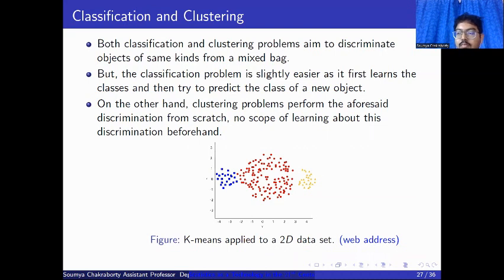Some examples are given. See, this ball is red, this ball is green, this ball is blue, and then a new ball is given, and the classifier has to predict the color of that ball. But in contrast, clustering is a more difficult thing. There, just the balls are given and no labeling is given, whether it is red, blue, or green.